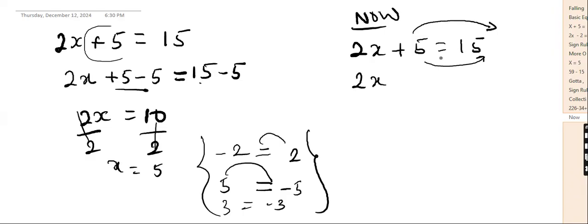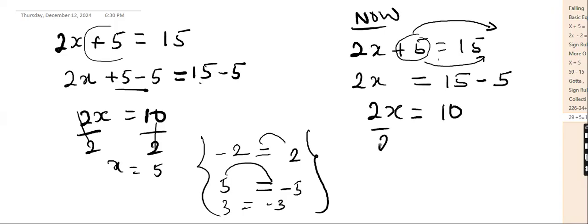Now, don't forget, it's going to cross the sign of equal to. Here, it's a positive number. So when it crosses the sign of equal to, so this is 15, still written. When it crosses the sign of equal to, it's no longer plus 5, but rather minus 5. And when you do that, you're going to get 10. And you divide both sides by 2, you get a value of x equal to 5, just like that.